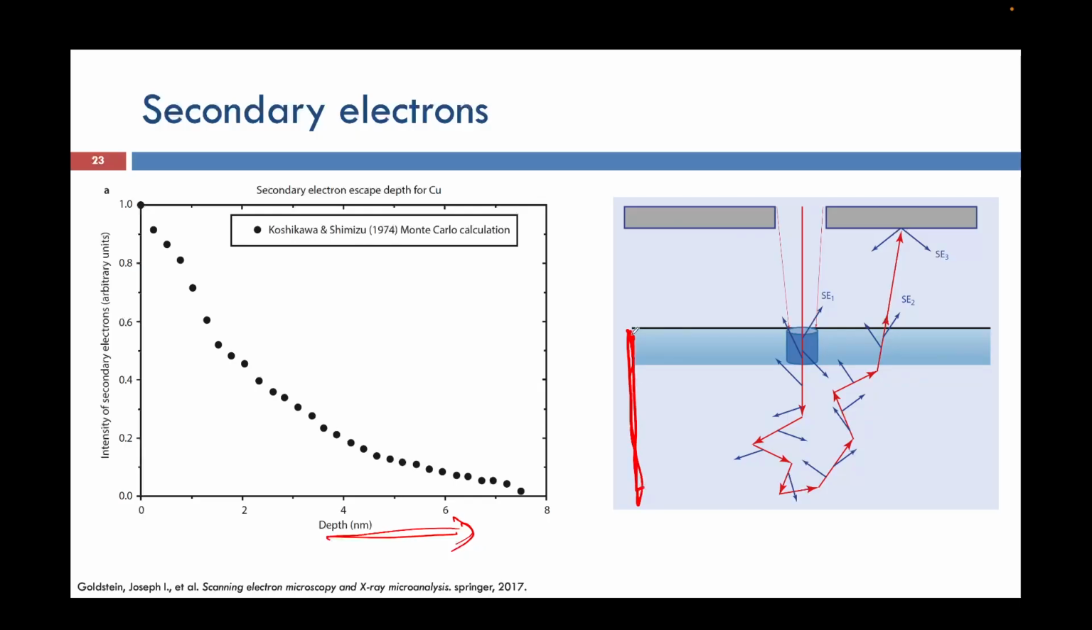Let's say an electron gets excitation energy from here, but it has to cross all the way through this, right? So as you go deeper, the chance of getting the secondary electrons is very, very low.